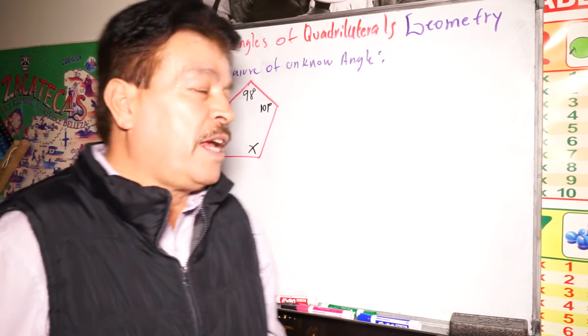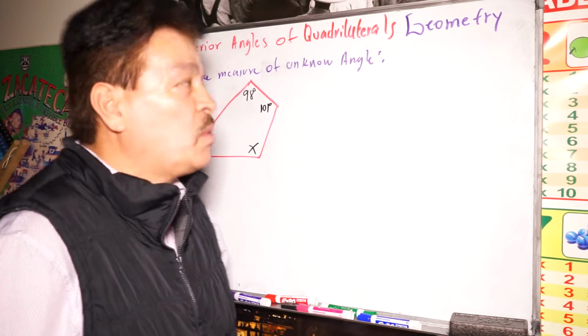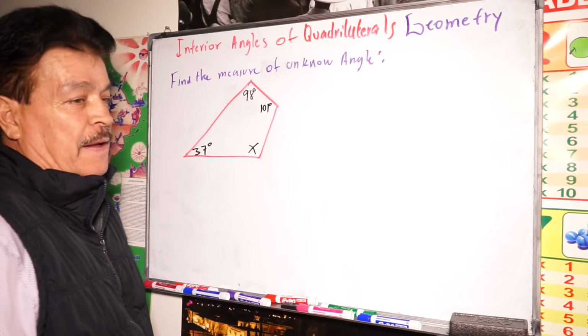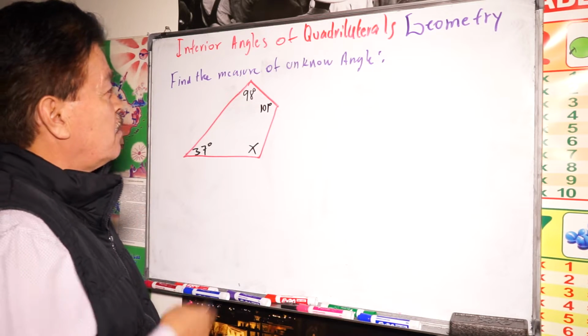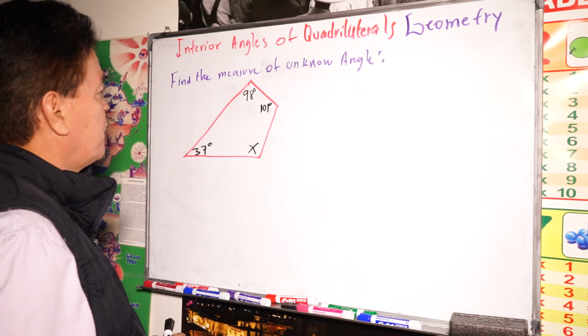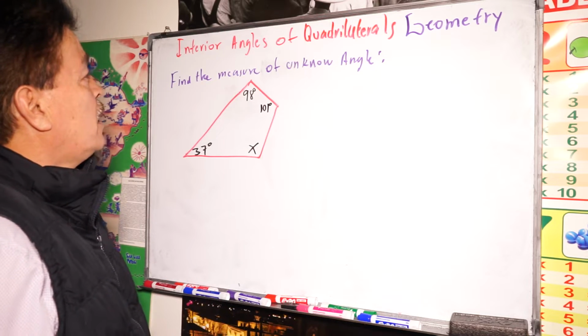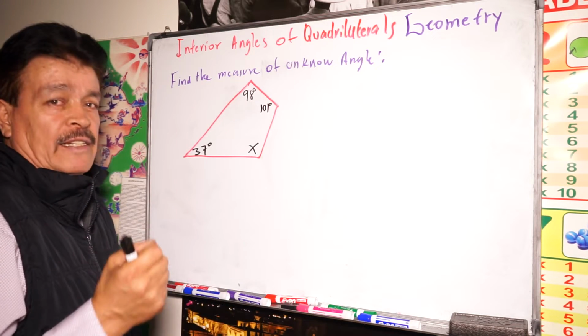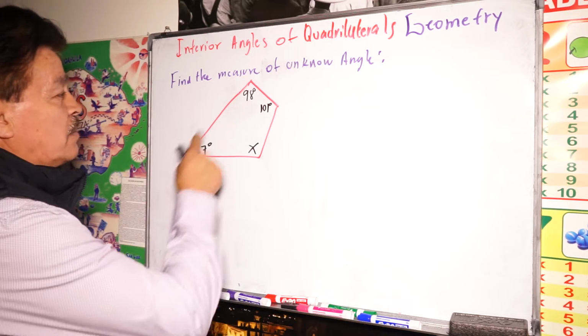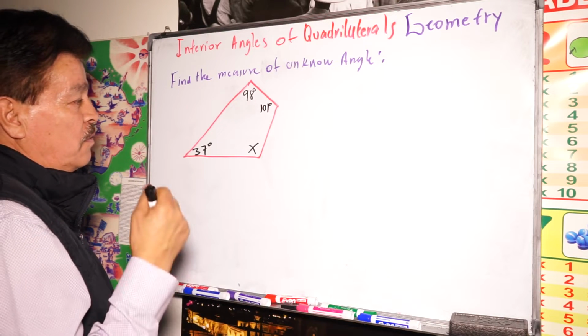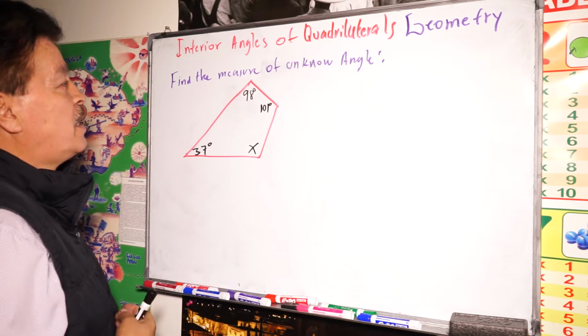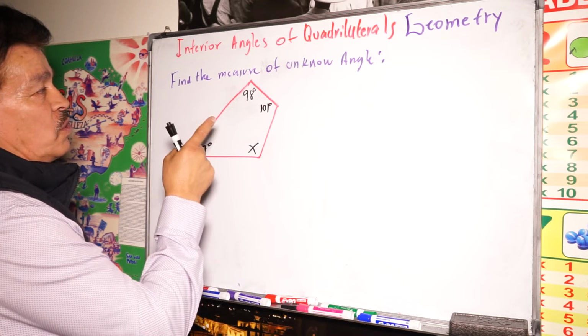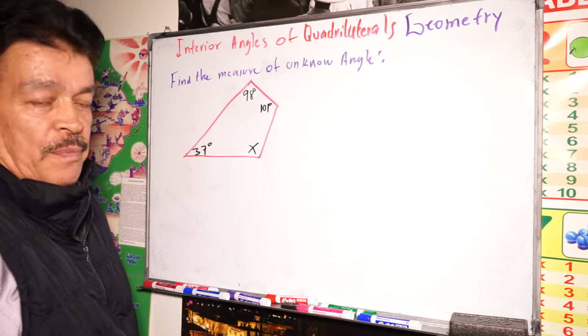Geometry class. This class is for high school geometry. Today we have this problem here, interior angles of quadrilaterals. This picture has four sides, and for that reason we call it a quadrilateral. So find the measure of the unknown angle.